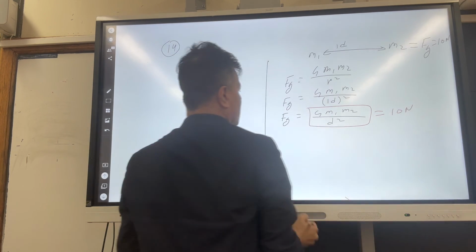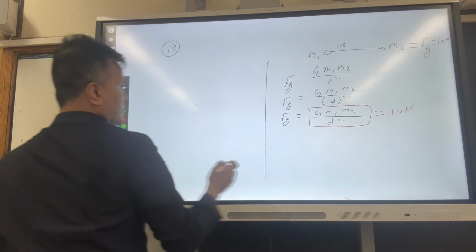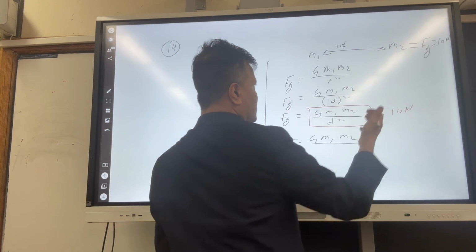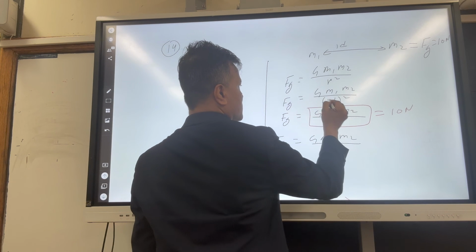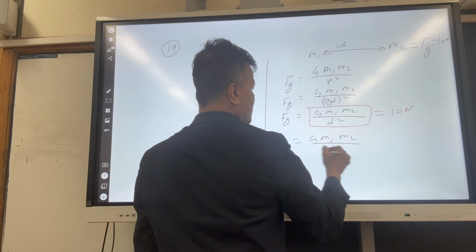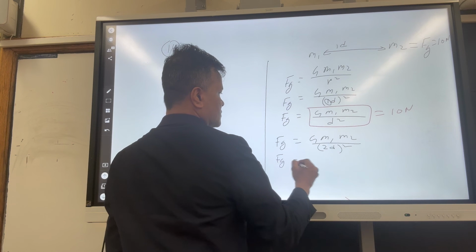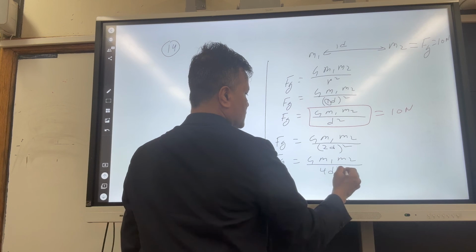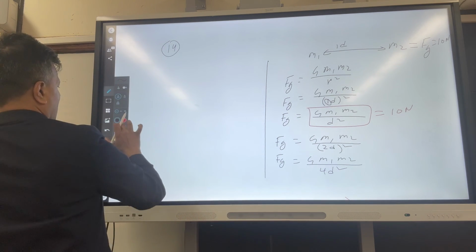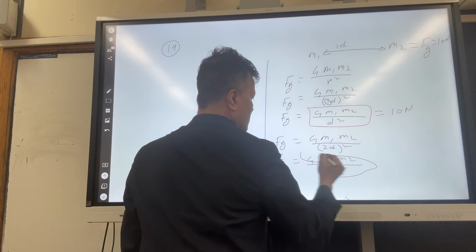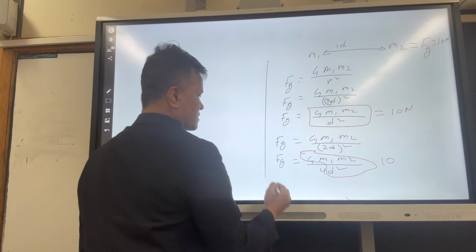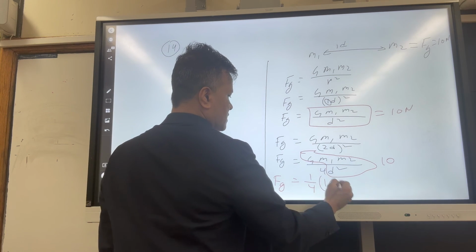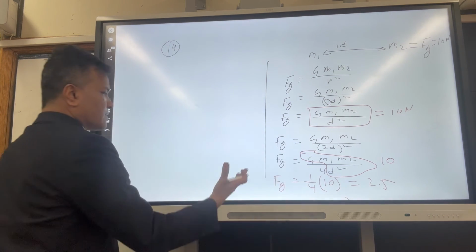10 Newton. So now, secondly, Fg is equal to G m1 m2 over, you're going to double it. So 1 becomes 2, 2d squared. So G m1 m2 over 4d squared. So what is this one? This one is 10. So Fg is equal to 1 over 4 of 10, 2.5. You don't have to do anything else.